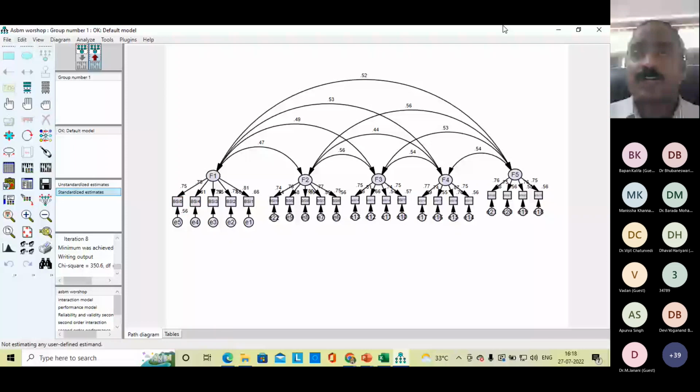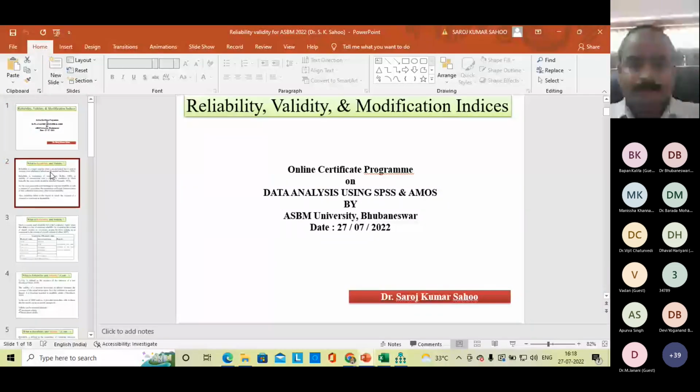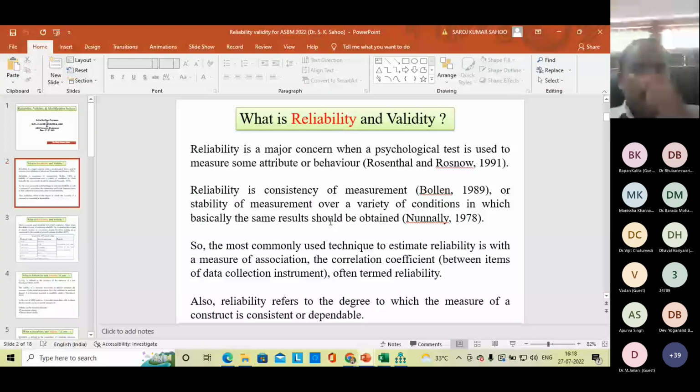Now coming to validity and reliability, please look at here. Reliability and validity in most cases in our management research are called testing of psychometric properties. That means in a psychological test, the instrument you are using for data collection needs to be reliable.